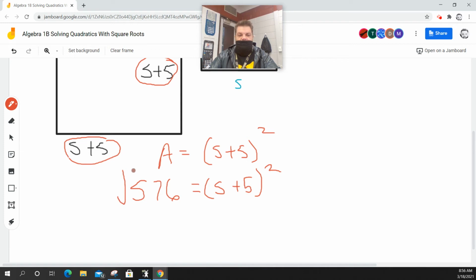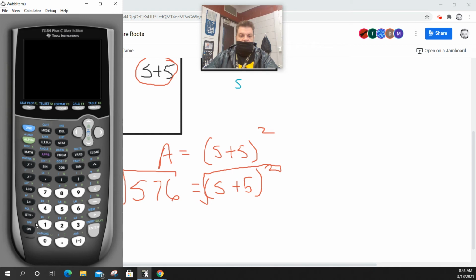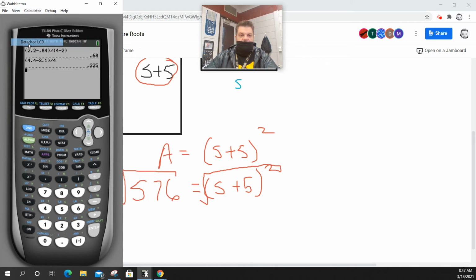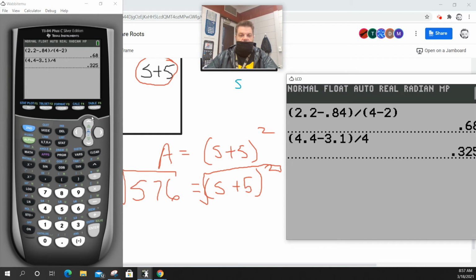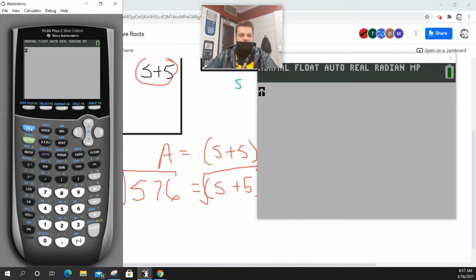So just like all the other problems, I'm just going to take the square root of this. When I do that, the square root of 576, turn on our handy dandy calculators. And I'll zoom in so you guys can see it. 576, right? So I'm going to hit second, and then the x squared button. That gives me my square root thing, and I'm going to say 576. What is that, 24? I don't need no calculator.